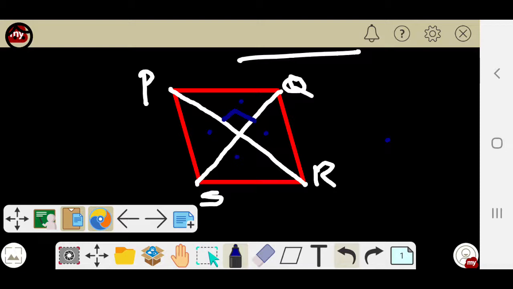It is given that PQRS is a rhombus. Rhombus means a parallelogram with 4 equal sides. So what we can tell? PQ equal to QR equal to RS equal to PS. That we already know. And PQRS is a rhombus means it is a parallelogram. We all know that in a parallelogram, diagonals bisect each other. Diagonals bisect each other means one diagonal bisects the other diagonal. First consider the diagonal PR.